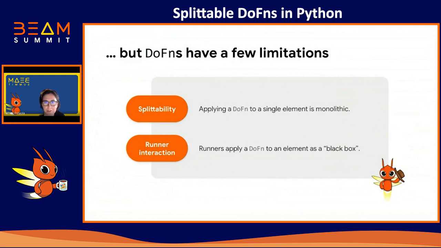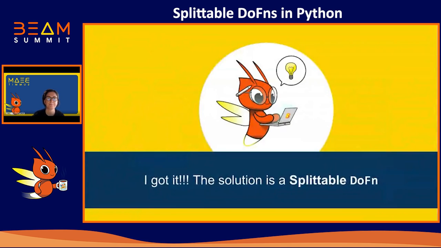But DoFns have a few limitations that the source API did not have. One of the limitations is around splittability. DoFns run in a monolithic way: I take an element, I run it, I get an output. And for the runner, they are like a black box. They don't interact with it. The runner just says, execute this that is in this DoFn. So we need to bring those two things to the DoFn if we want to have source API-like properties in it, like splittability and runner interaction.